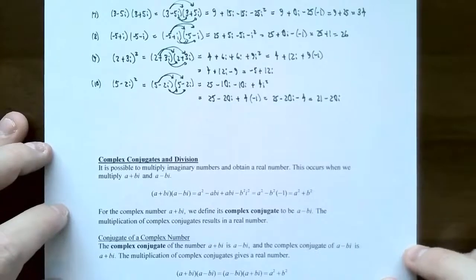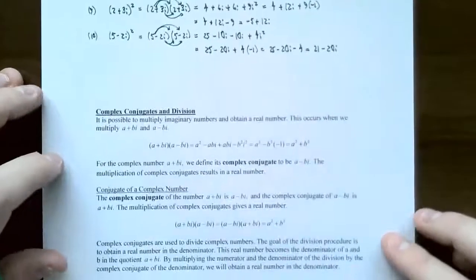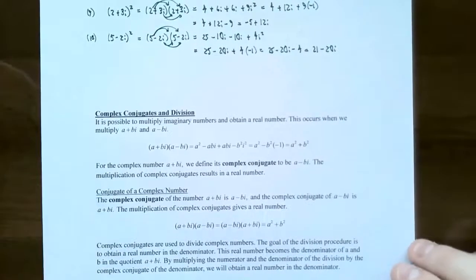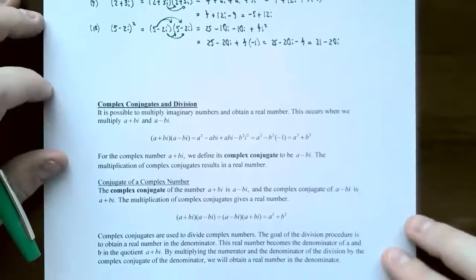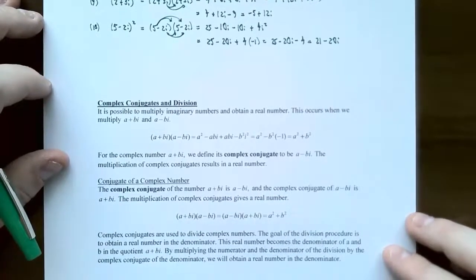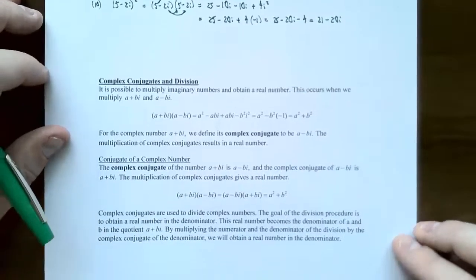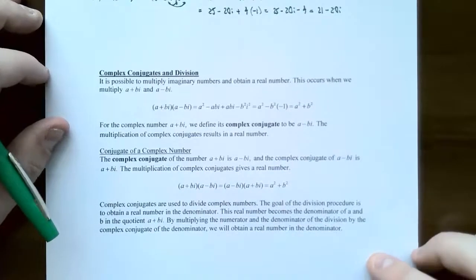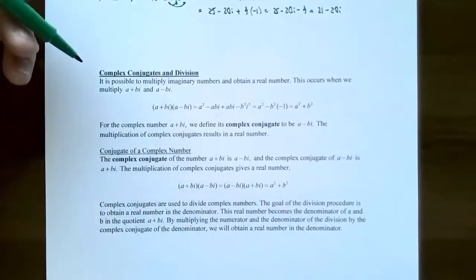All right, the last thing that we're going to talk about in this video is how do you divide complex numbers? Because we've done addition, subtraction, and multiplication. There's only one more arithmetic operation left, and it's division. And we need to talk about complex conjugates first. So how do complex conjugates relate to division?